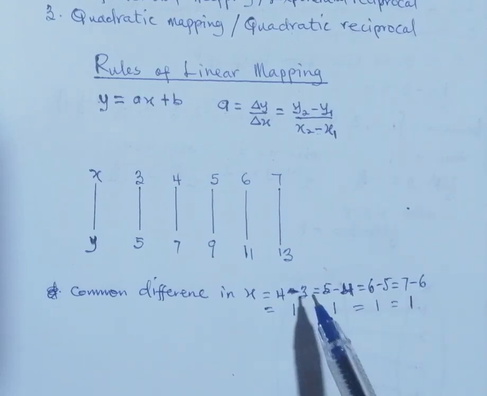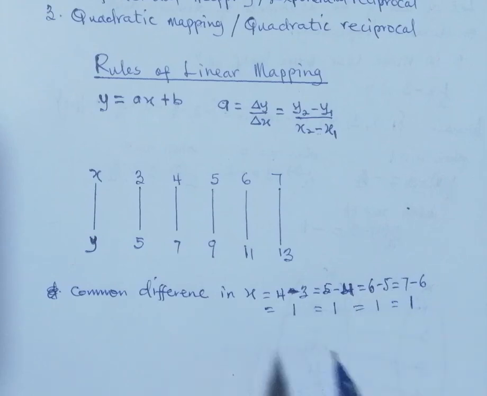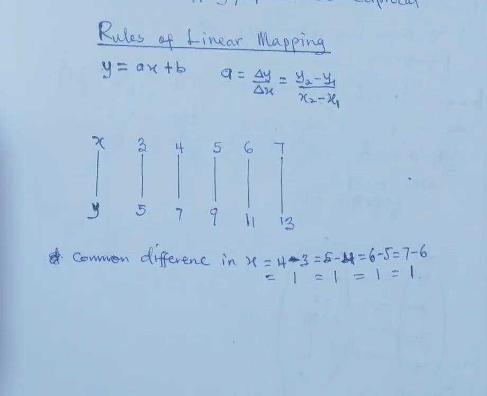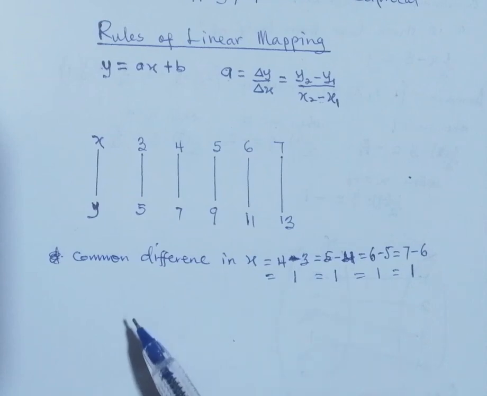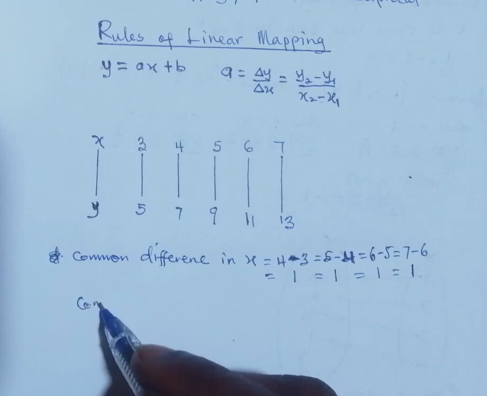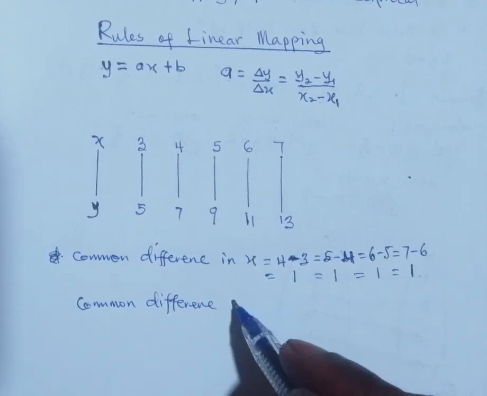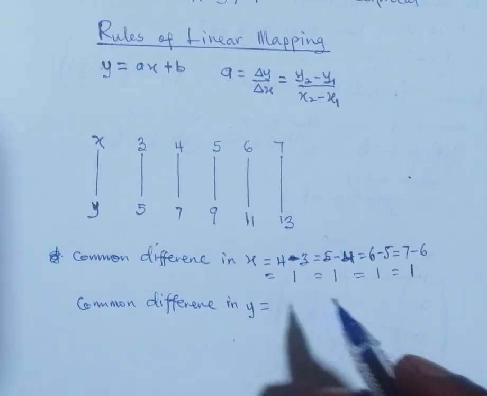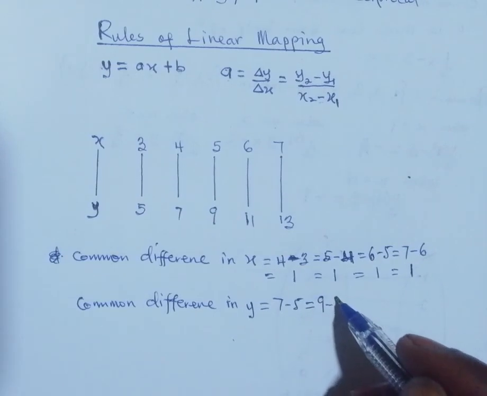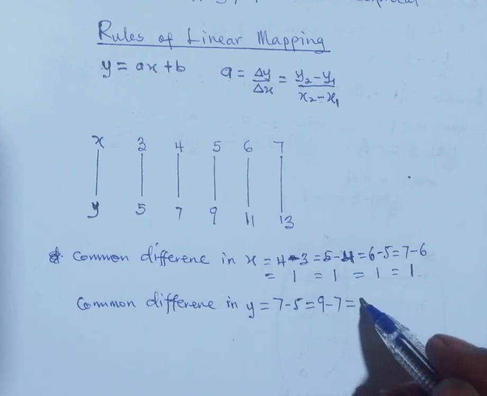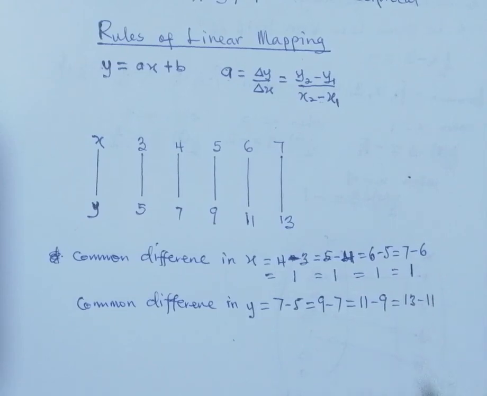So you realize that on the top one, which is the x-axis, we have a common difference of 1. When you are done, don't end there, because you may think that because the x-axis has 1 as common difference, that is all. No, you also need to test for common difference in the y. If you subtract 5 from 7, are you going to get the same thing if you subtract 7 from 9, or subtract 9 from 11, or subtract 11 from 13?